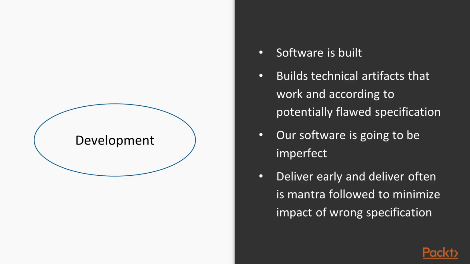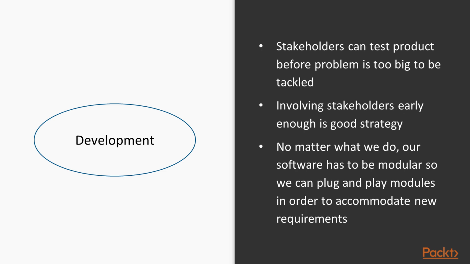When we're working in agile environments, deliver early and deliver often is the mantra followed to minimize the impact of a wrong specification. The stakeholders can test the product before the problem is too big to be tackled. I also believe that involving the stakeholders early enough is a good strategy. But it is not a silver bullet, so no matter what we do, our software has to be modular so we can plug and play modules in order to accommodate new requirements.